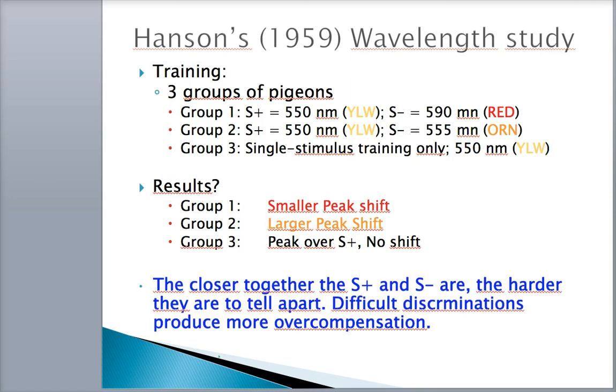And the answer is that the closer together the S plus and the S minus are, the harder they are to tell apart. So it's easy to tell that yellow and red are different, so they don't need to overcompensate as much. But when you have yellow and yellow-orange right next to each other, they really try to avoid anything at that end of the spectrum, and so you see a much bigger peak shift, and these difficult discriminations produce more overcompensation.